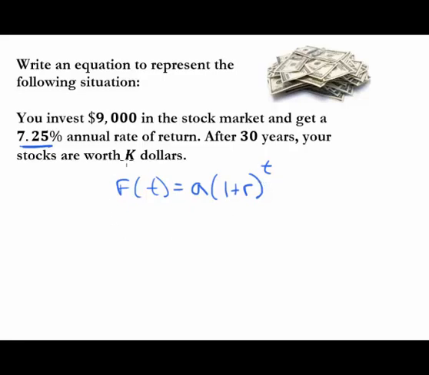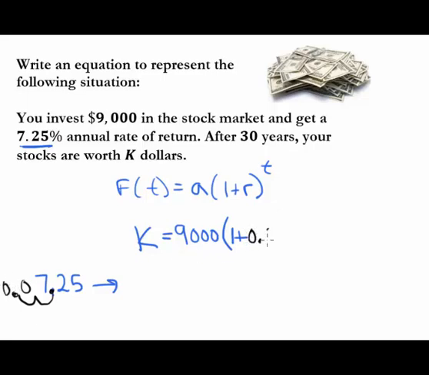So this is our starting place, and we can match these things one to one. After 30 years, your stocks are worth K dollars. That's saying that the function output is K. You invest $9,000, so we start with $9,000. And you get a 7.25% annual rate of return. So that'll be 1 plus, and don't say 1 plus 7.25. We need to convert 7.25 into a decimal. We do that by taking our decimal point, moving it over twice, filling it in.